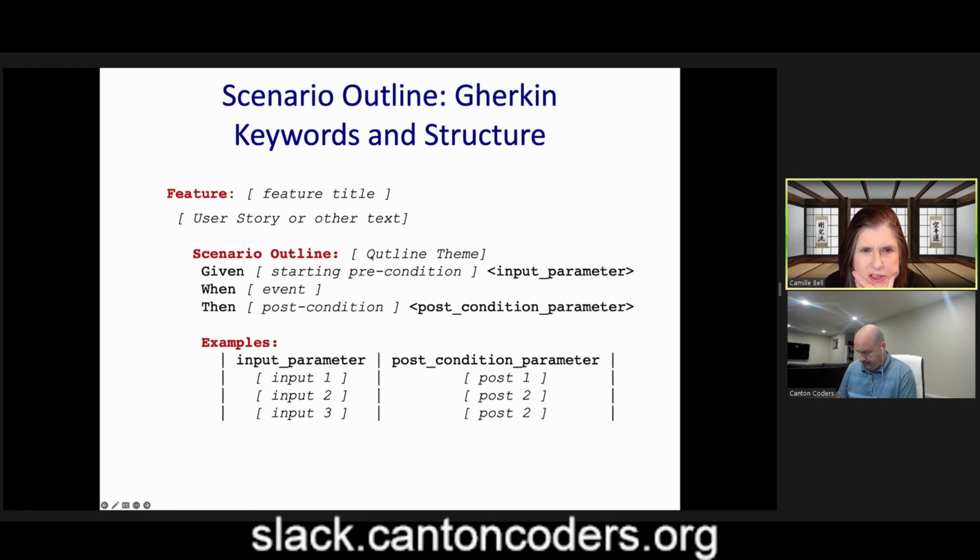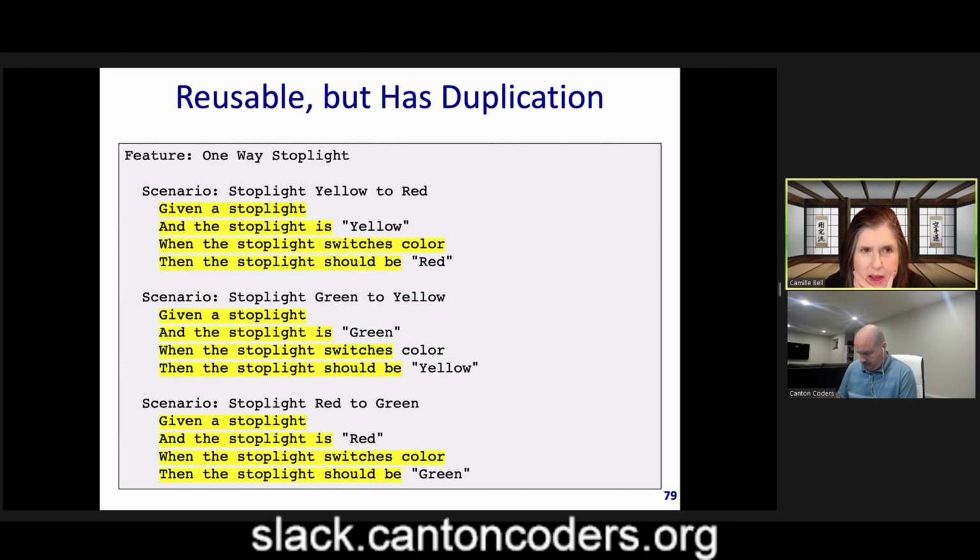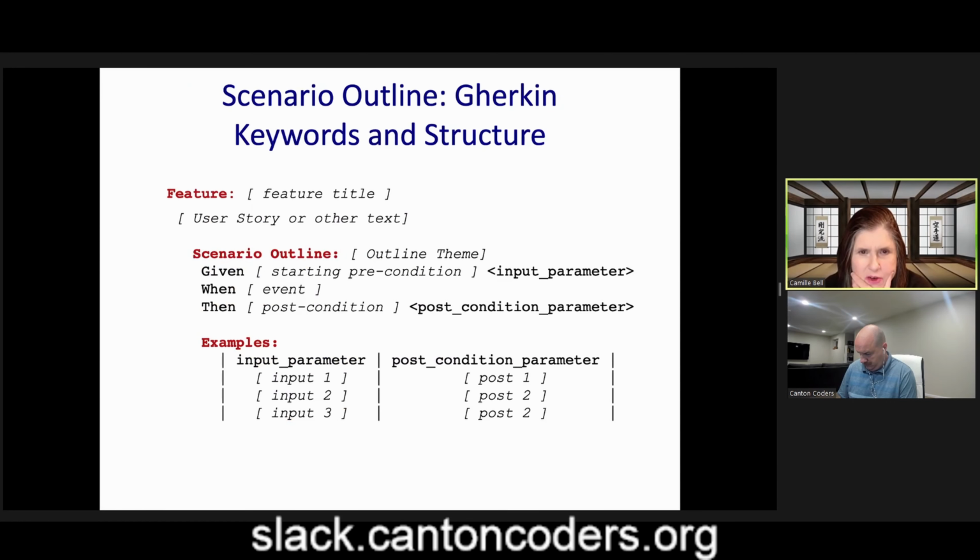But in this case, what is the thing that we have in common here? Well, in common, what we have is stoplight transitions, okay? And we have given, when, then, maybe with some ands in it, maybe not. And we have a variety of input parameters. And then we have our post condition. We have some sort of event in our post condition. And we might have an and, not too many, and our post condition parameters.